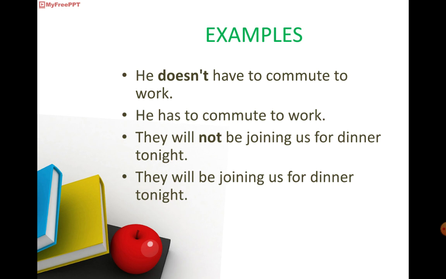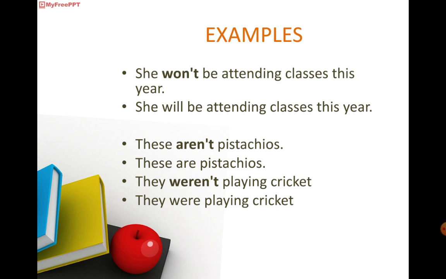Next example, he does not have to commute to work. Negative sentence. To make it positive, remove does not. So your sentence is he has to commute to work. Next example, they will not be joining us for dinner tonight. Negative sentence, because not is there. Remove not, you will have a positive sentence. They will be joining us for dinner tonight is a positive sentence.